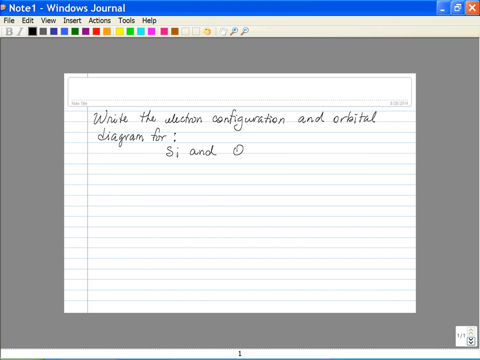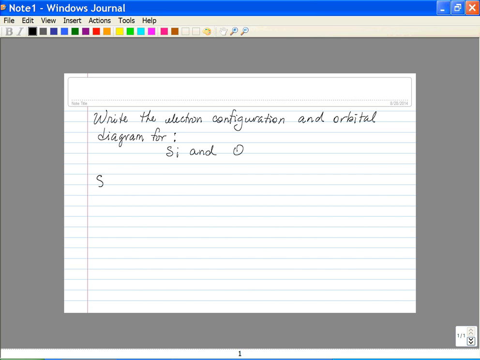This is just a little bit of practice. I promised I would put up a problem that tied together the last thing that we did in class today, which is look at electron configuration and how we were able to compare that to the orbital diagrams that we drew. So I'm just going to do two problems. The first one is we're going to write the electron configuration and the orbital diagram for silicon, and then we're going to do the same thing for oxygen.